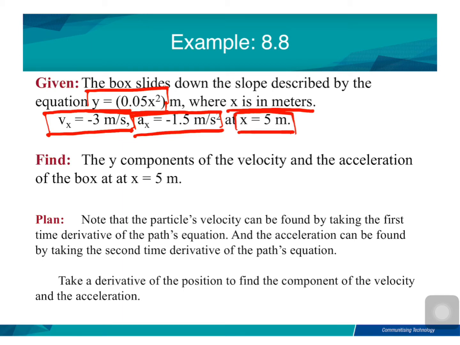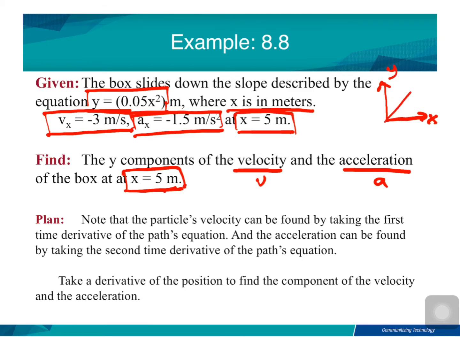So now we need to determine the y components of the velocity and the acceleration of the box at x = 5 m. So we need to get the velocity and the acceleration at x = 5 m. This is the V, this is the A. So we have the components here in x and y.